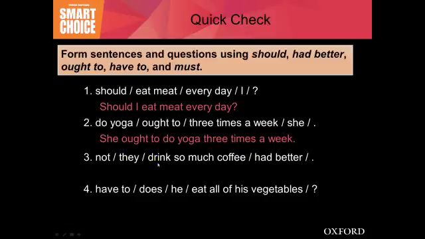Not, they drink so much coffee, had better. What do you think? They had better not drink so much coffee. That would be a very bad thing. Probably I drink too much coffee, so I had better not drink so much coffee.